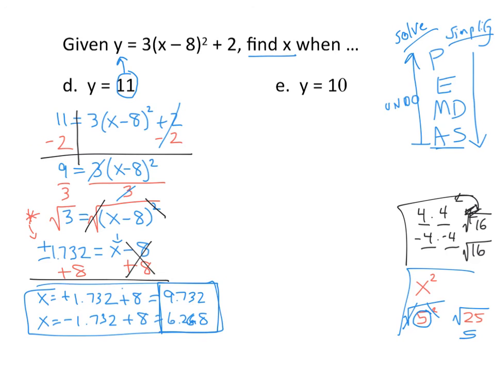9.732 or 6.268. Again, when we put 11 in for y, there will be 2 different answers that will work. Now, if you put this in right here for x, subtracted 8, squared it, multiplied by 3, and added 2, you're going to get 11. And you can check that right now. If you put 6.268 in for x, subtract 8, square it, multiply by 3, and add 2, you are going to get 11.